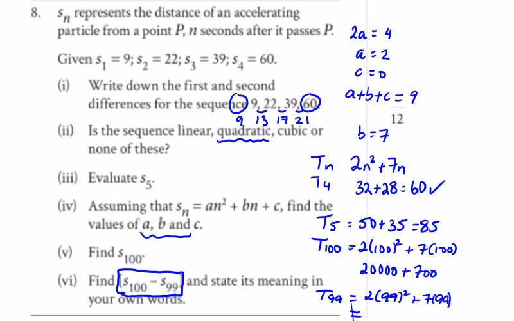Get my calculator out for this one. Gives 20,295, and T100 was 20,700, so 20,700 minus 20,295 would be the distance traveled between second 99 and 100. So that's 405 meters, and that's the meaning of what S100 minus S99 is.